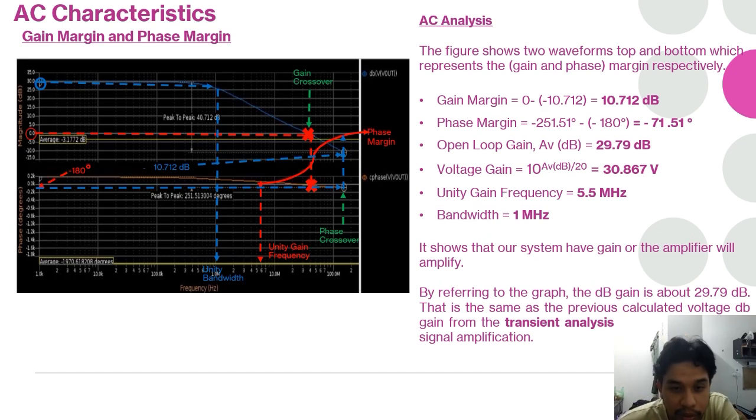And then for the bandwidth, we obtain from the phase margin, that is 29.79 dB until the saturation part, and then we look at the frequency at the bottom of the graph. So it shows that our system has gain, or the amplifier will amplify. By referring to this graph, the dB gain is about 29.79 dB. That is the same with the transient analysis for the signal amplification.